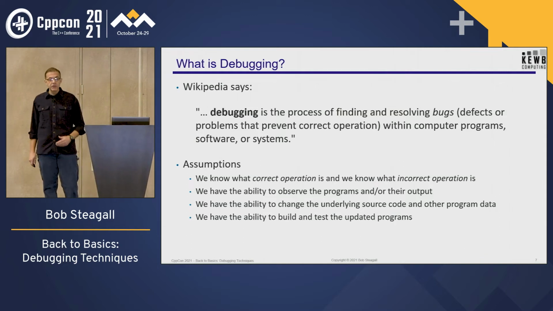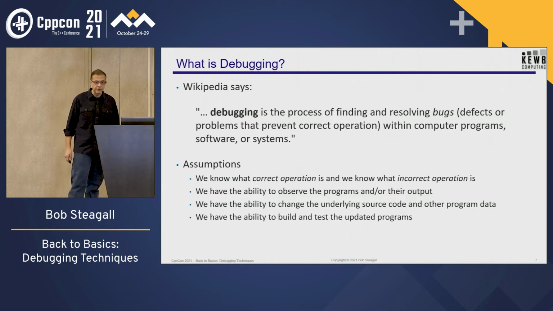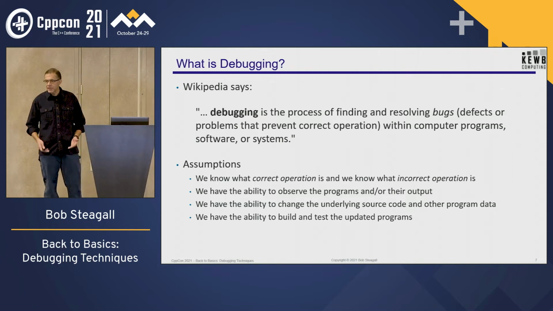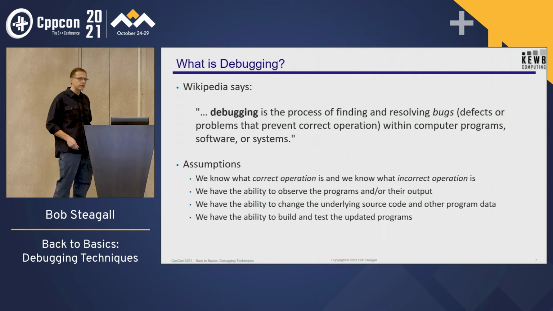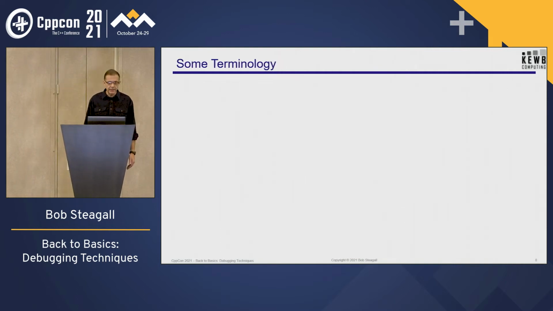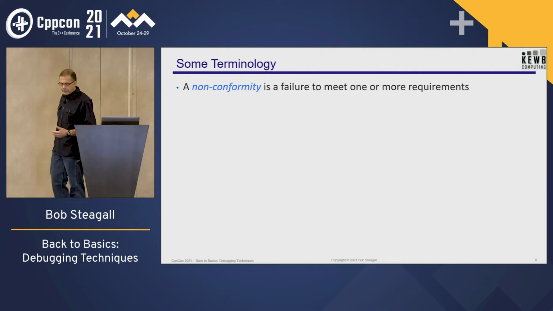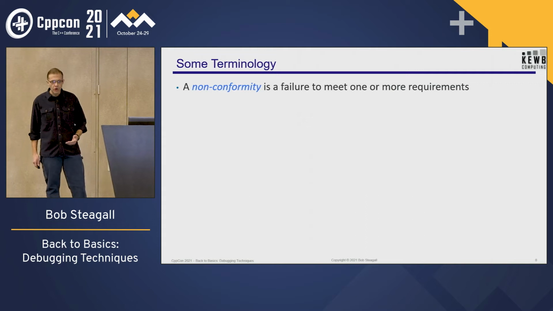That we have the ability to build and test those updated programs that we think will fix the problem. And yes, it's trivial to say these things, but I think sometimes it's very useful to state the obvious to make sure that everyone understands what that is. So, a nonconformity then is a failure to meet one or more requirements.